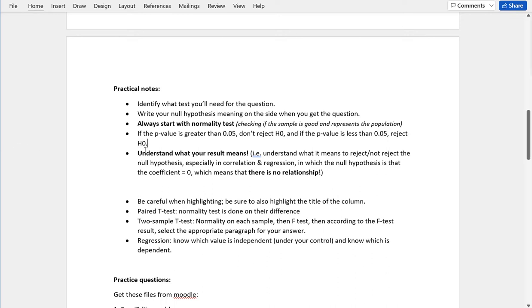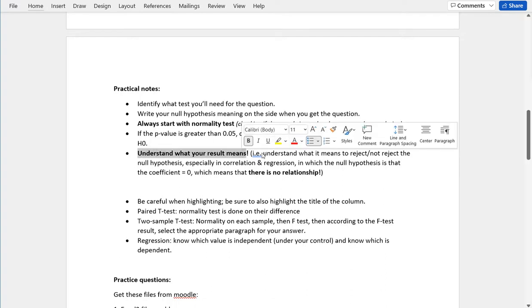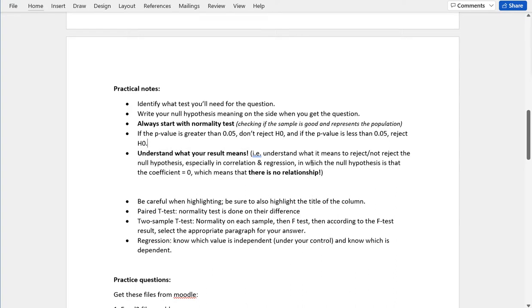Always remember, you've gotten your p-value, you've decided whether to reject your H0 or not. Let's say you rejected your H0. What does that mean? This is very important. Understand what your result means, and we'll get to examples of this when we get into practice very soon. Understand what it means to reject or not reject the null hypothesis, especially in correlation and regression, in which the null hypothesis is that the coefficient is 0. We'll get to this, but the null hypothesis actually looks like this.